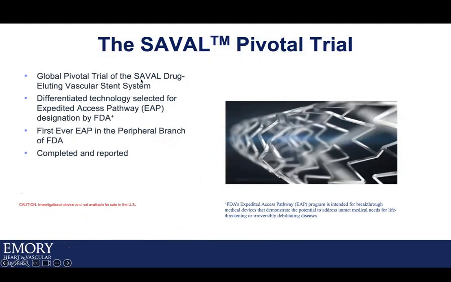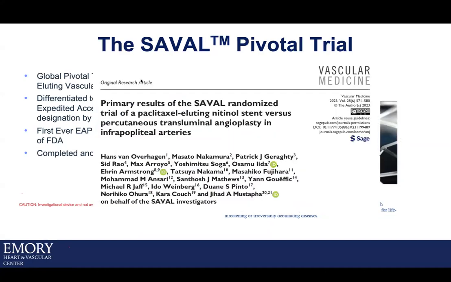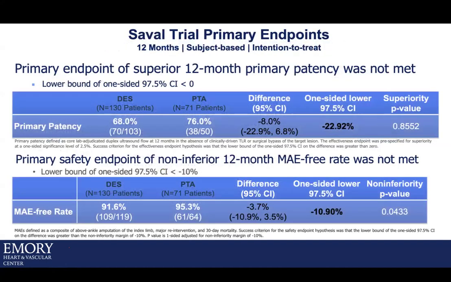Another trial, the SAVIL trial, published in 2023, looked at drug-eluting stents versus ballooning in infrapopliteal, below-knee interventions. Basically, the trial showed that stents are not better than ballooning. The primary endpoint at 1 year was similar, and actually maybe a little bit better in the ballooning than stents. And the safety endpoint was similar for both ballooning and stenting. So for below-knee intervention, we don't do bare metal stent, we don't do drug-eluting stent.